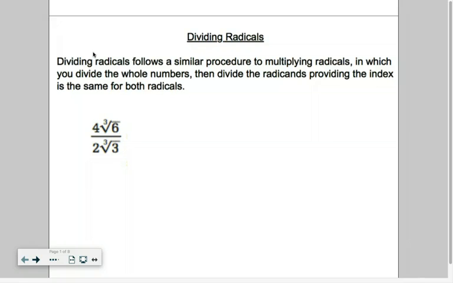So once again, we would look and see, do we have whole numbers in front, so part of the mixed radical? Can we divide those? What's the answer? And then as long as the index is the same, we can then divide the radicands as well. So in this case, we have 4 cube root of 6 divided by 2 cube root of 3. So I'll start by dividing my whole numbers. 4 divided by 2, that's just 2.